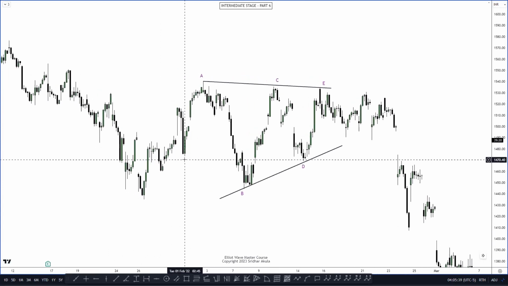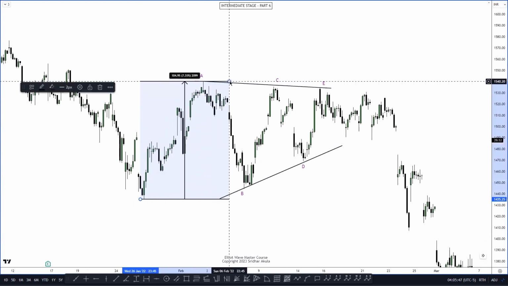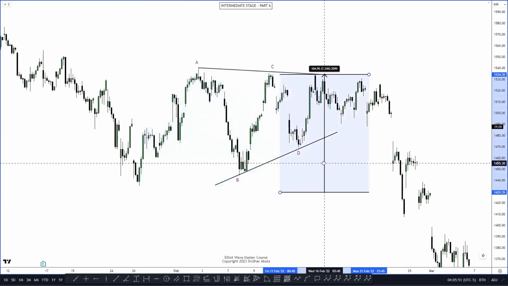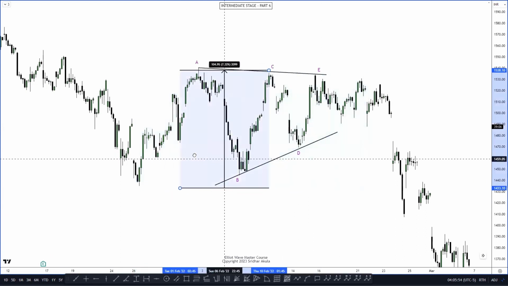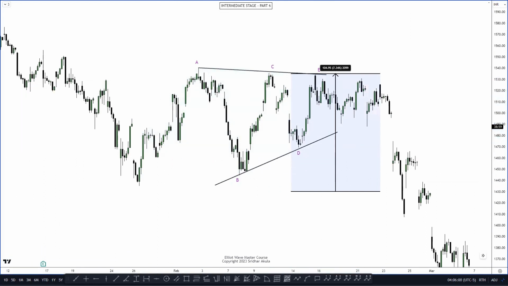Nothing complicated here. After this part, one simple trick you have: take the wavelength of A fully. Take the length of A fully and project the same length after wave E. Let the wave E get completed. Take the length of wave A, put it at wave E. This is the high probability setup part. Till this full length, it's going to be a very, very fast move. Minimum till this length, it's going to be a fast move.